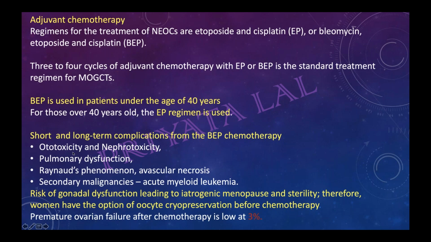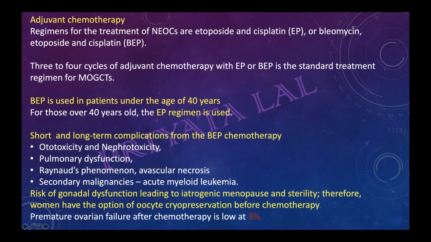What could be the complications? There could be hearing loss, ototoxicity, nephrotoxicity, pulmonary dysfunction, Raynaud's disease, and secondary malignancies. So two questions you will get from here. Which agent causes pulmonary fibrosis? The answer will be bleomycin. Bleomycin causes pulmonary fibrosis, therefore pulmonary dysfunction occurs. And you will also get this as a question: which cancer can come after the chemotherapy? The answer will be AML.